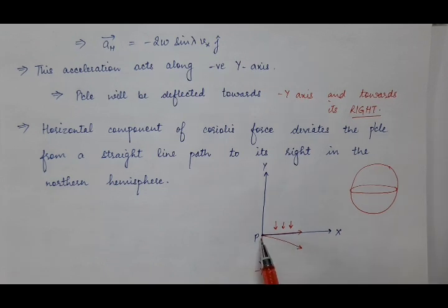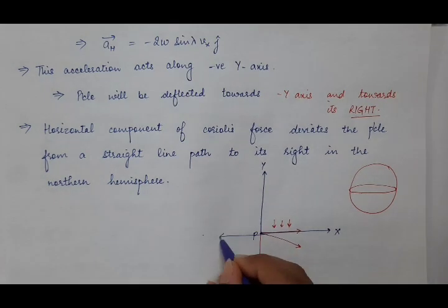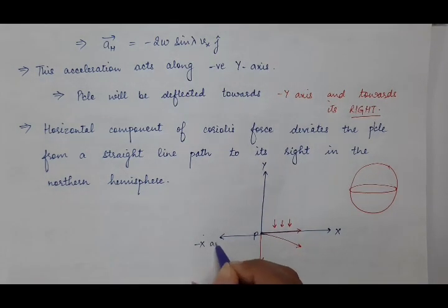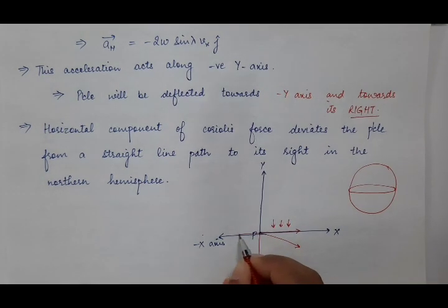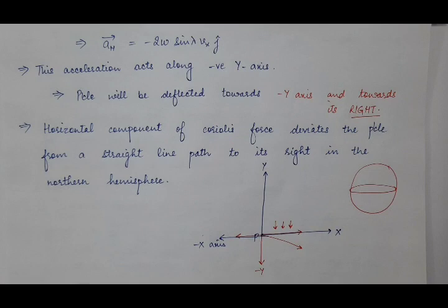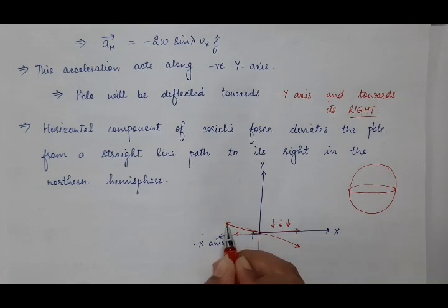So if the particle is moving along the negative y-axis, then it will be deflected towards its right, in this direction. If it is moving along the negative x-axis, then initially it is moving in this direction and it will be deflected towards its right, which means it will cover this path under the effect of Coriolis force.